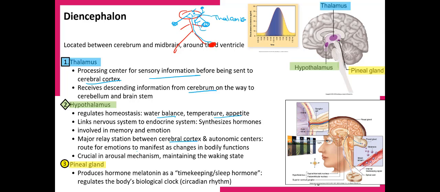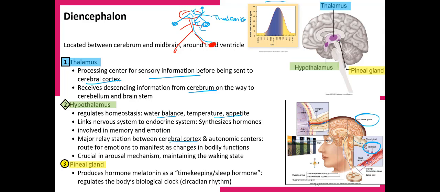Third part is the pineal gland. And so the pineal gland, this is a picture of the pineal gland and what it does. The pineal gland is an endocrine gland, produces the hormone melatonin, and you can see here melatonin is released into the blood. And what melatonin does is it regulates our sleep-wake cycle.